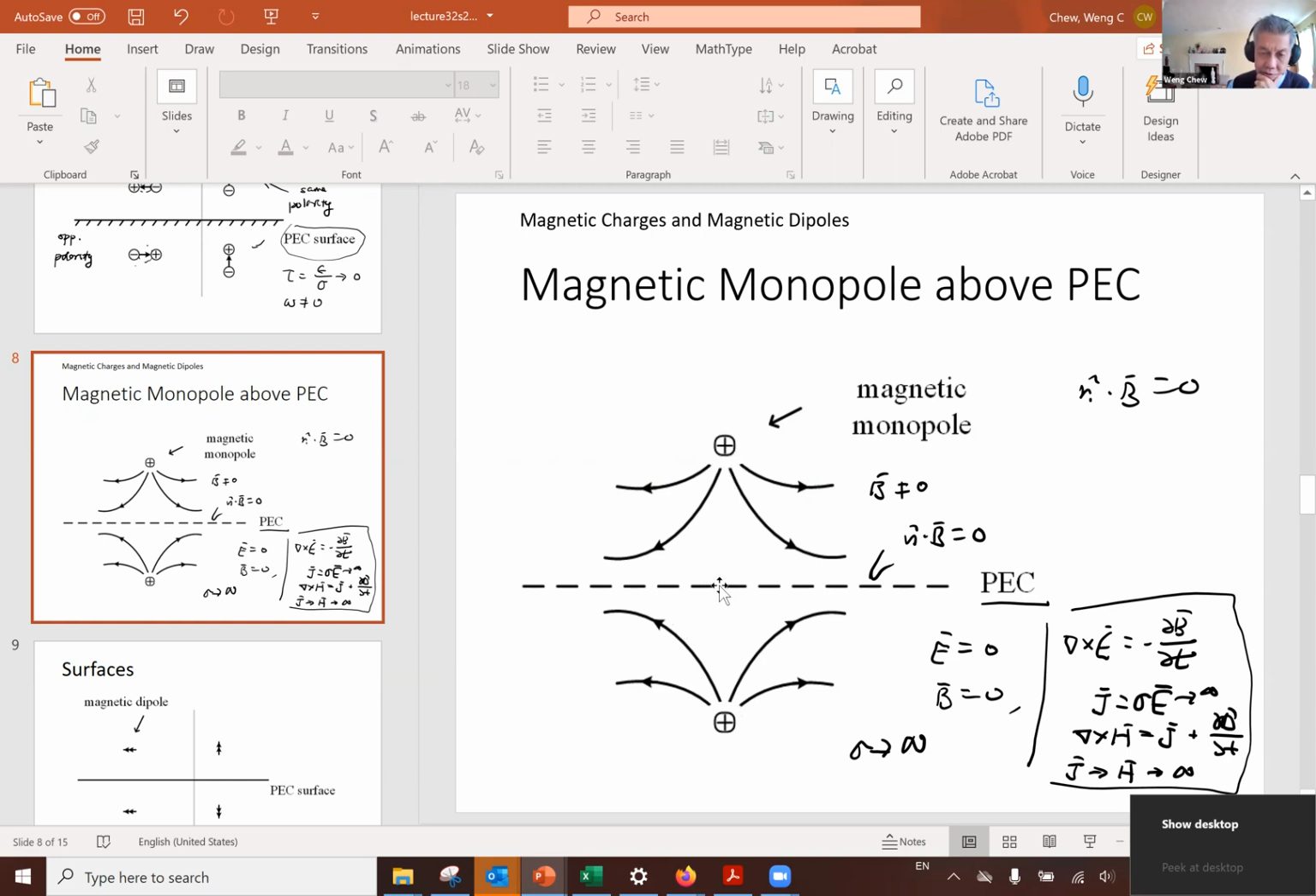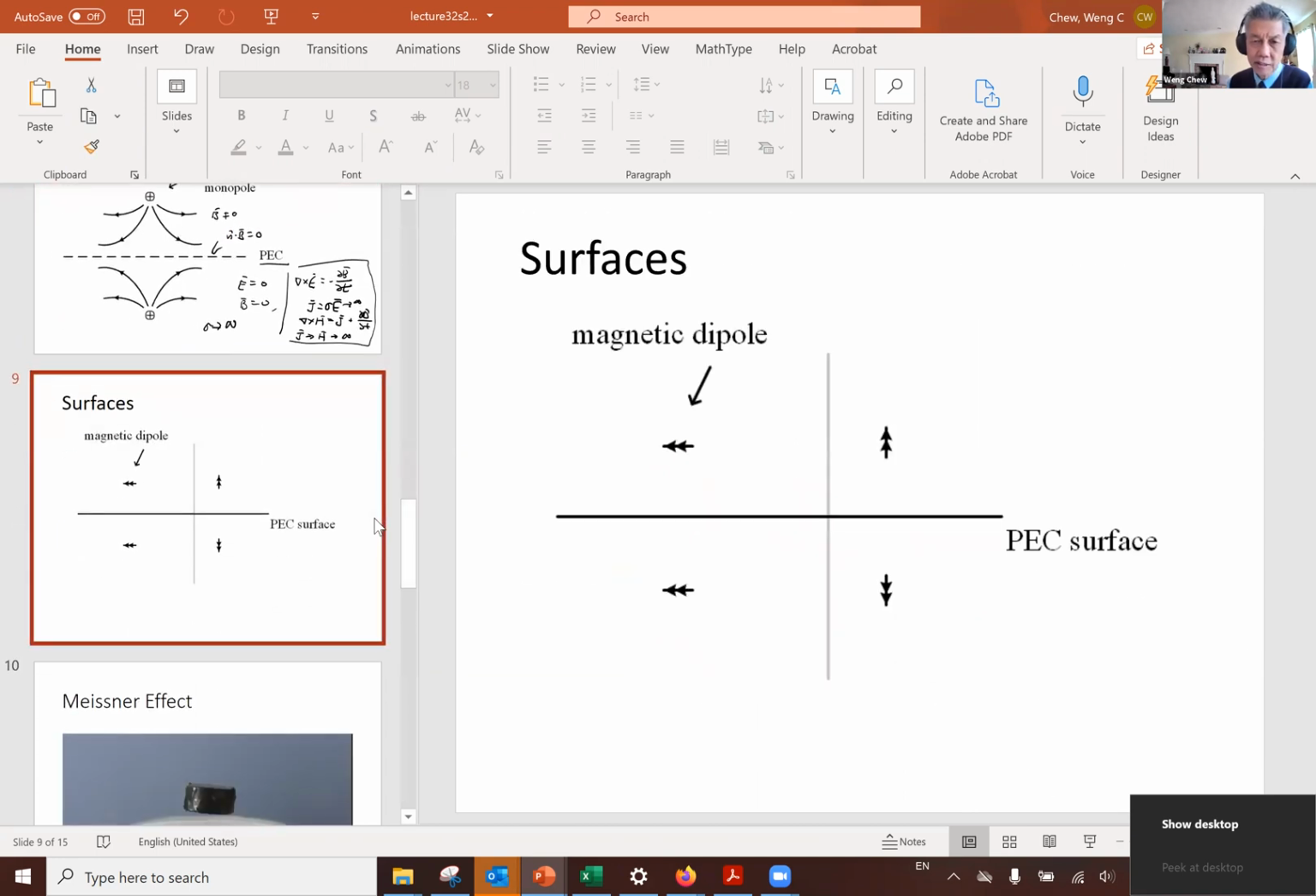And if you add the two fields together, then you can see that n dot B equals zero. So the image theorem for a magnetic monopole over a PEC is quite simple. It reflects to itself over a PEC surface, okay? So then we can go and do this for a magnetic dipole.